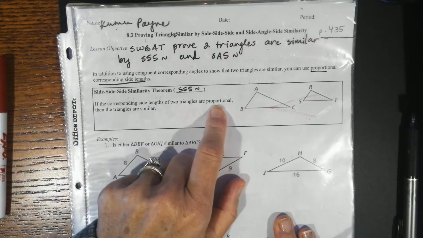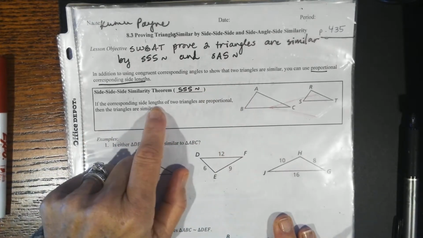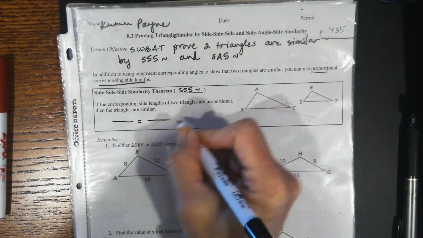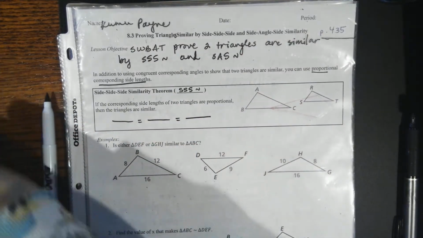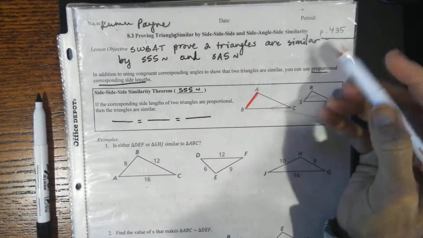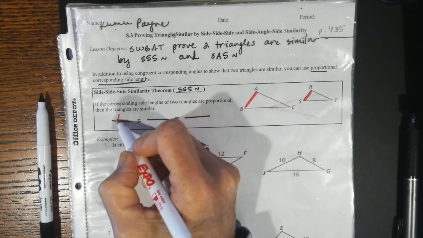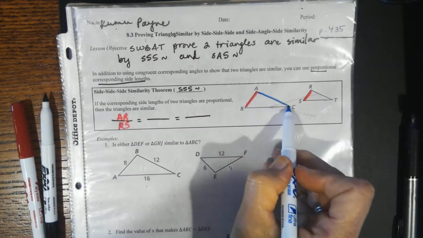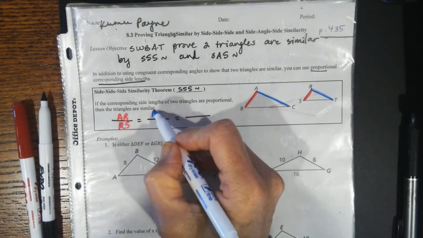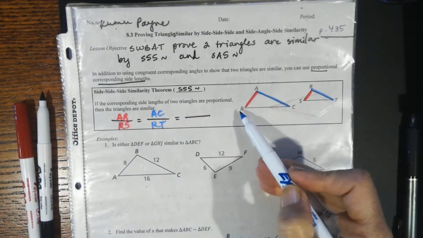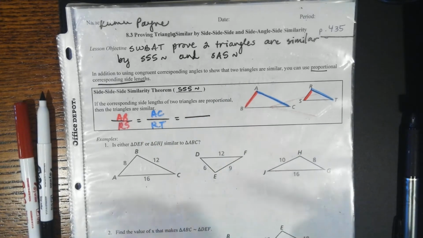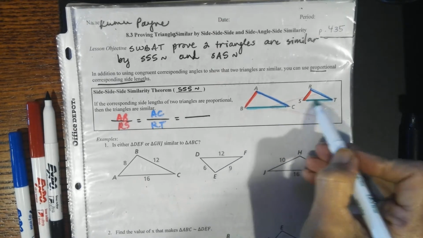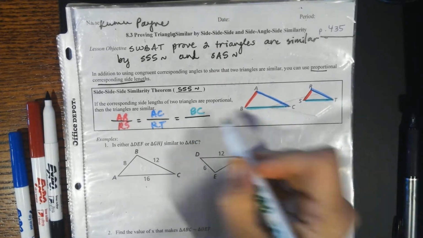If the corresponding side lengths of two triangles are proportional, then the triangles are similar. So this is where I'm going to be using my colors. What it's saying is, if you compare AB to RS, and you compare AC to RT. Remember, if you do AB, it has to start again with AC on the top. They all have to be on the top. And last, it will equal the proportions BC over ST.